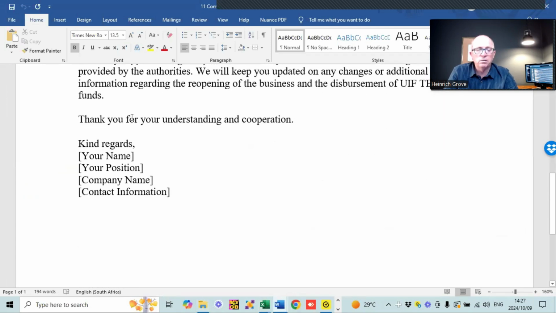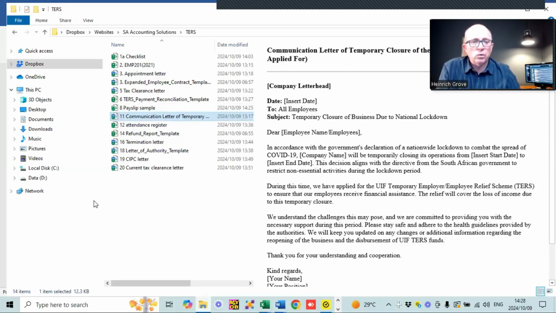Put in your details over there and then print that, sign it if you want, and that would be your communication letter to say that the business is temporarily closed. I cannot remember that it was compulsory for us to actually issue those letters to our employees. If you think of domestic workers and stuff, everybody just followed the news and everybody was just supposed to stay at home. We weren't forced to send letters to say that we are closing.